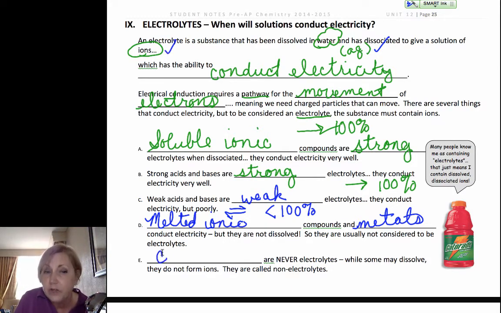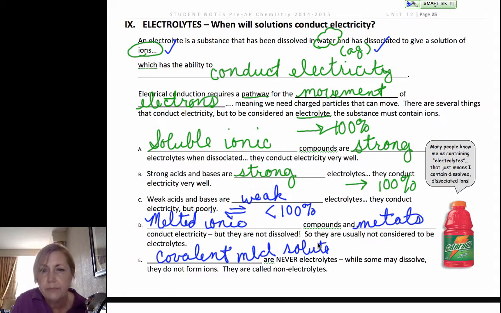Now, if we have covalent substances, we may have the aqueous part. So if we have covalent molecules as our solute, such as sugar would be a prime example. Yes, it dissolves, but it doesn't break into ions. So we have the aqueous portion of it, but we don't have the ion portion of it. So these are called non-electrolytes. So we have strong electrolytes, weak electrolytes, non-electrolytes.